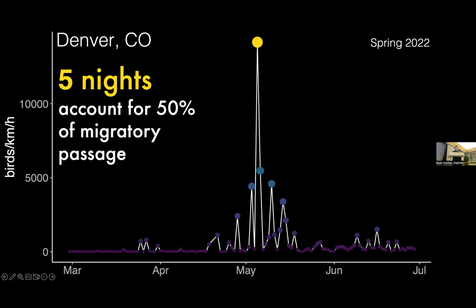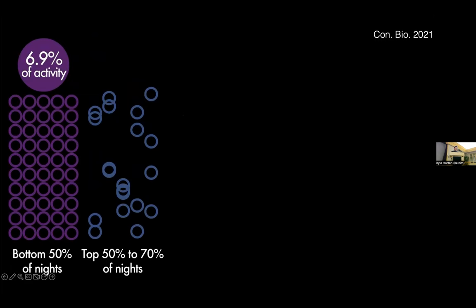We don't want to write home about that with that limited amount of data. What we want to do is say, okay, let's look at this across all 143 locations. Let's look at spring and fall, and let's look at all the data we actually have access to at that time when we did this study, 24 years of data. So what we saw is that most of the nights don't account for much activity.